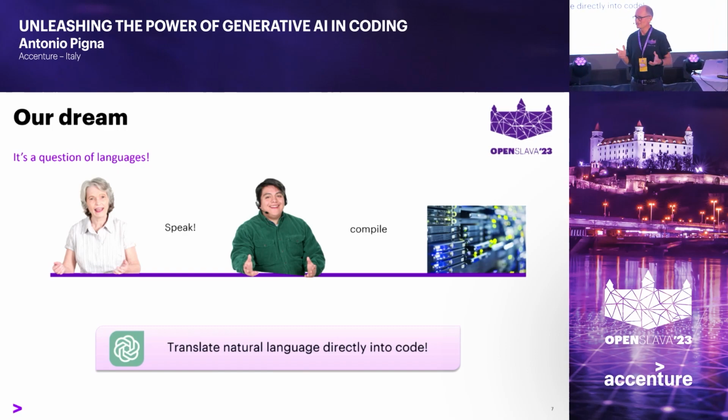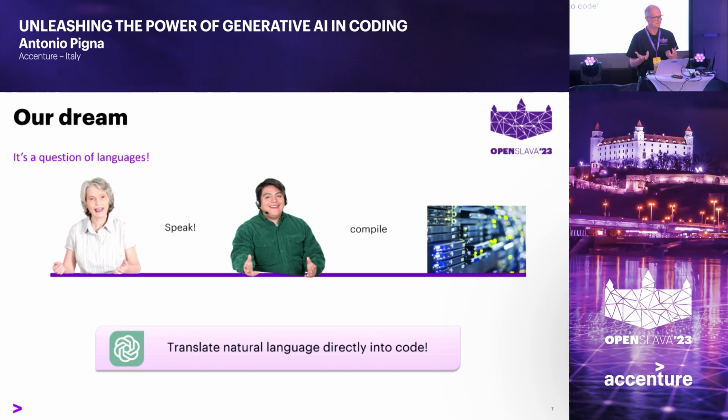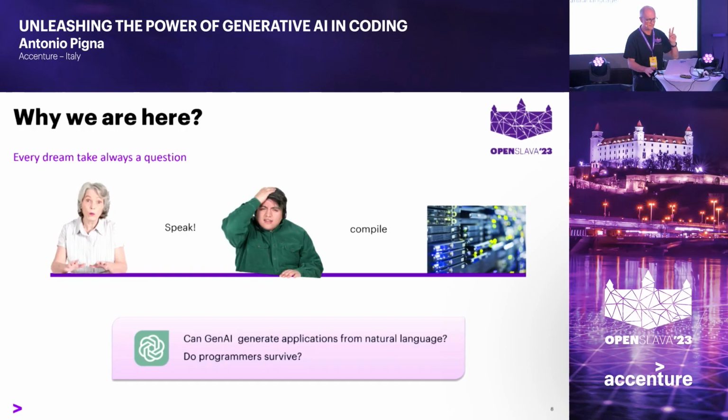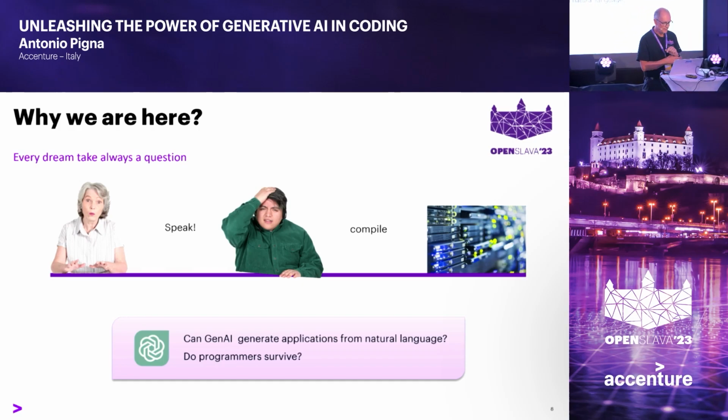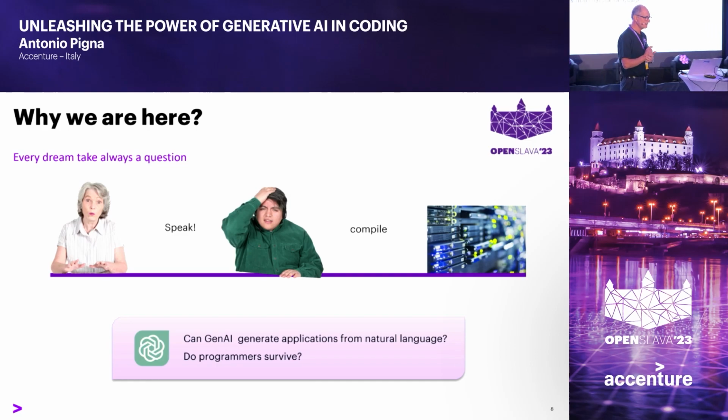Okay, let's try to understand if ChatGPT could make my dream material. I give you two questions. The first one is, can generative AI, and in this case ChatGPT, generate code automatically from natural language? And the second one is a question for you. Can programmers survive this revolution? You will be the future of programming.